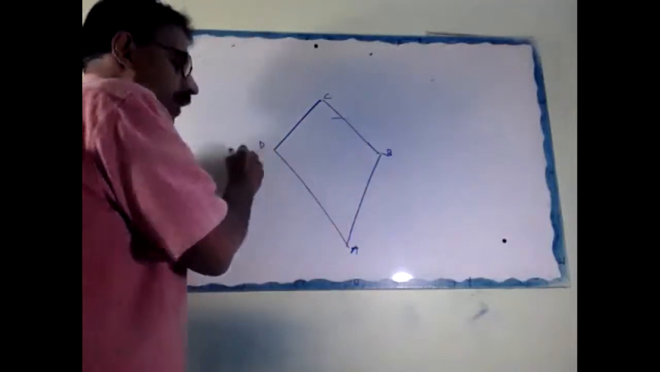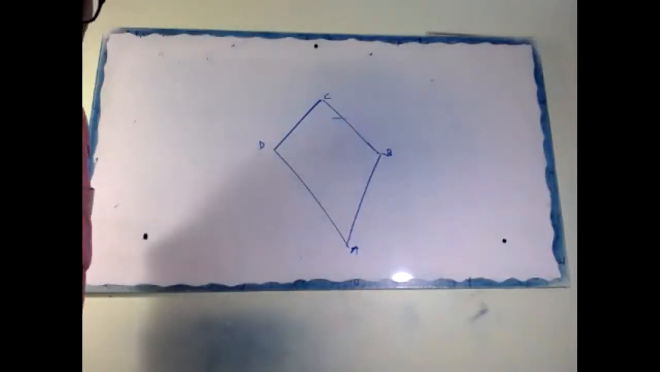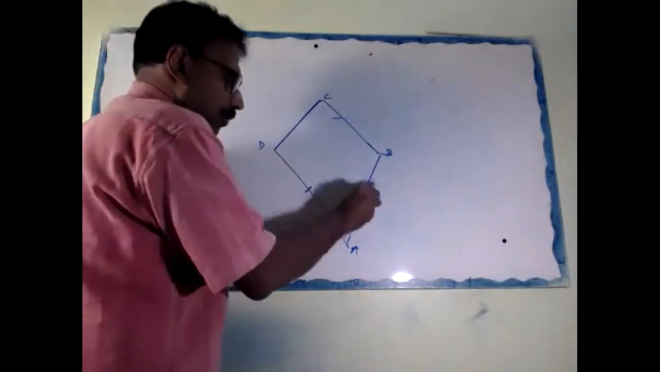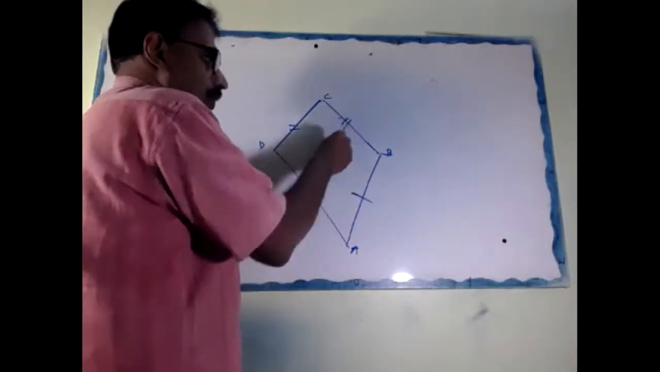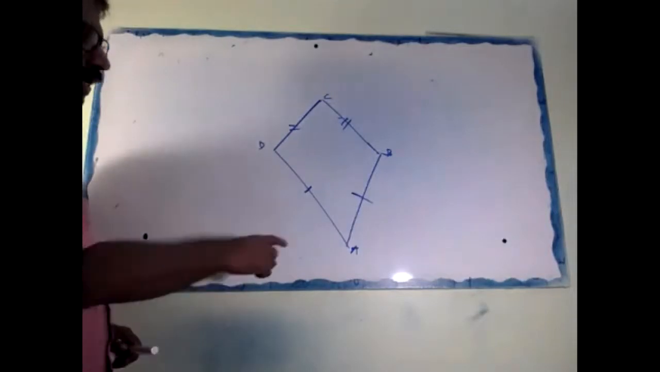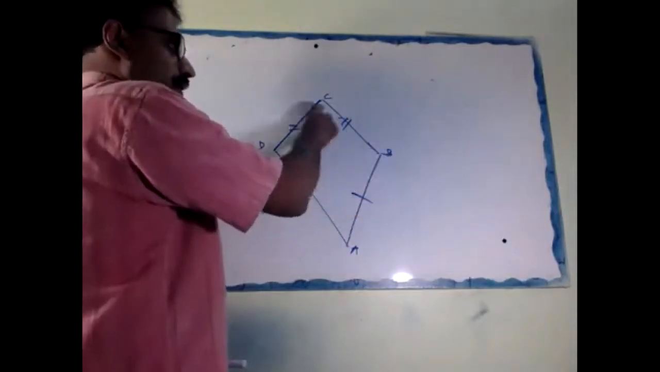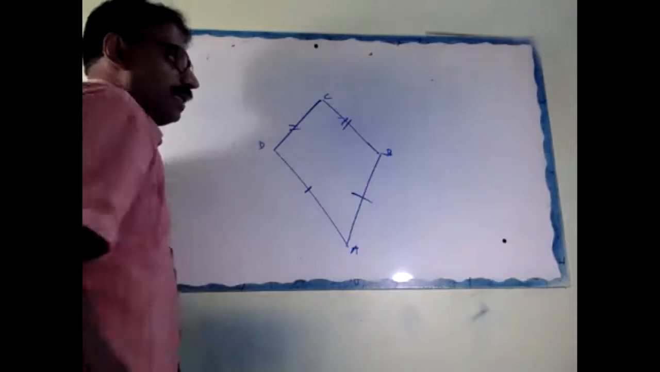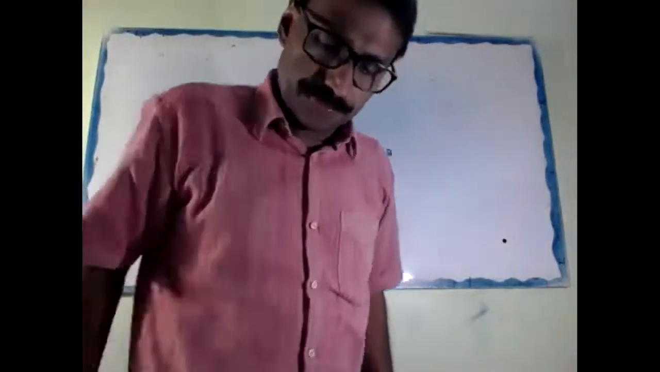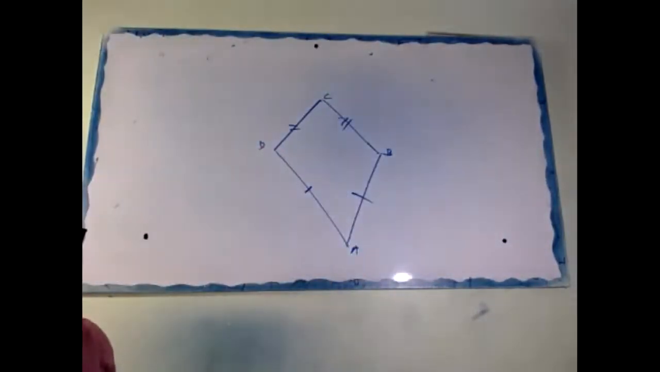Two pairs of equal adjacent sides and unequal opposite sides. That means AD and AB are equal, DC and BC are equal. Two pairs of equal adjacent sides and unequal opposite sides. Okay, draw this figure.